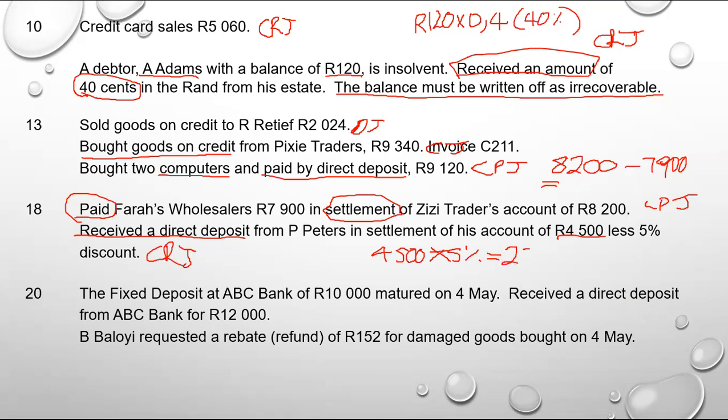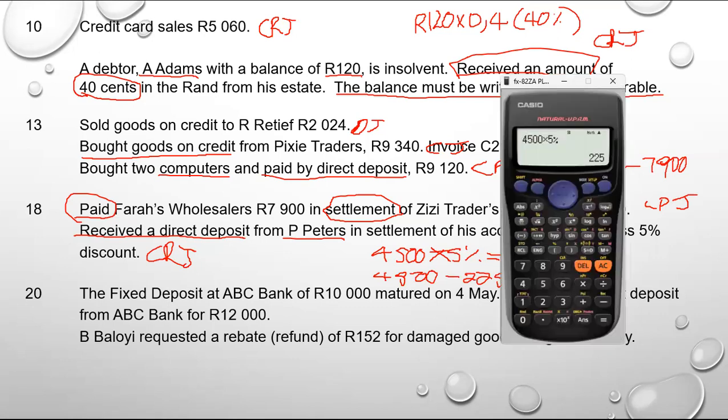Why am I saying we gave it to this person? It's because it's the debtor that was paying us. Peters was our debtor because we received that money. So how much exactly did we receive? We received 4,500 minus 225. It was 225, right? I hope I'm not wrong. Yes, it's 225. So you take 4,500 minus that 225, so it's just minus the answer. This is how much we actually received from this person.